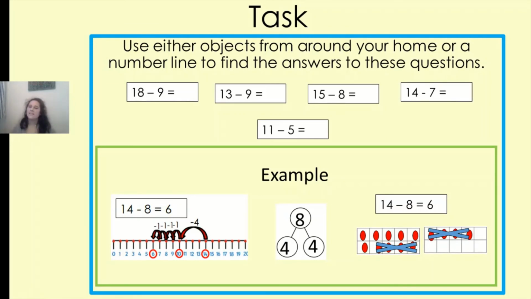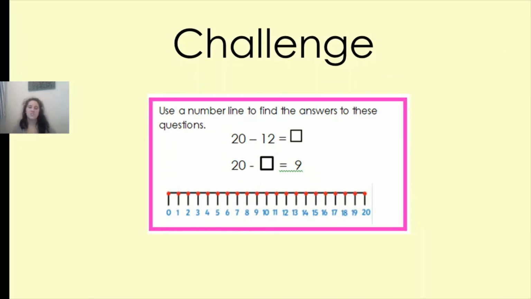Now, like I said, it's up to you if you'd prefer to use your number line or your counters for today. Your challenge is to find the answers to these questions, and for this challenge I would like you to use a number line. Your first question is 20 take away 12 equals, and your second question is 20 take away something equals 9.